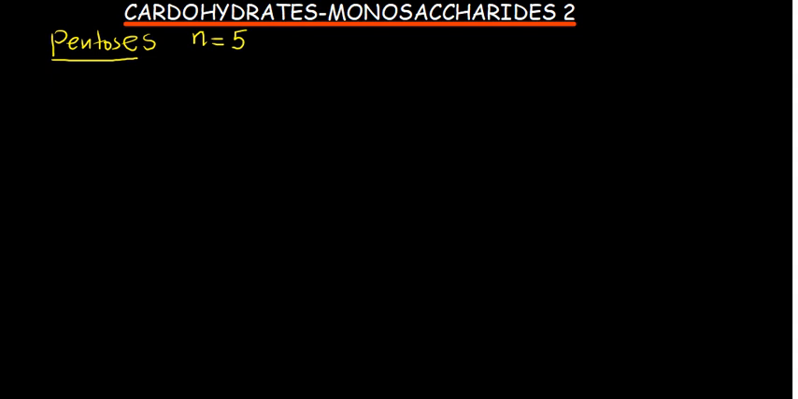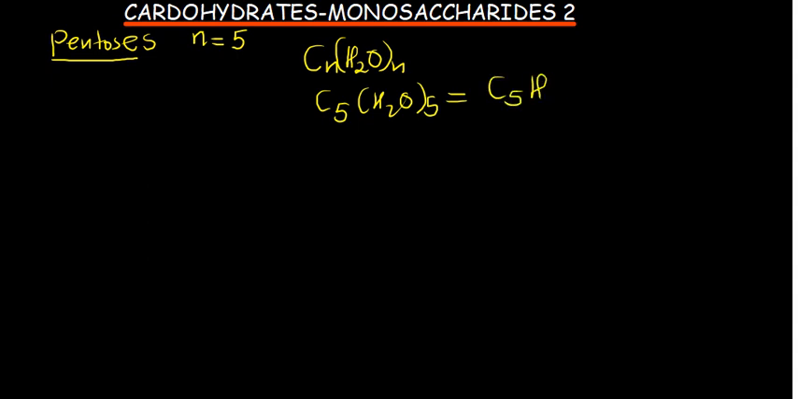Alright. So that means that from the general formula CnH2nOn, their formula is C5H2O5, and again, this can also be written as C5H10O5. I'll say it again: the formula doesn't tell you how atoms are arranged.